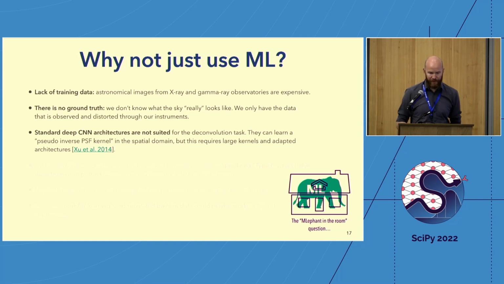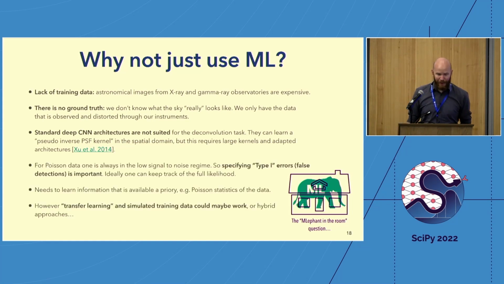For example, I've put one reference, so they can, for example, learn something like a pseudo-inverse PSF kernel, so you could actually apply this kernel in the spatial domain to sharpen the data. But this then requires learning very large kernels and having very adapted architectures, making use of tricks like separability of the kernels.